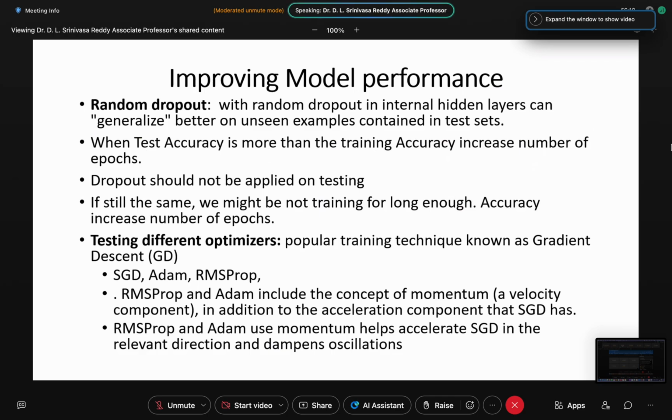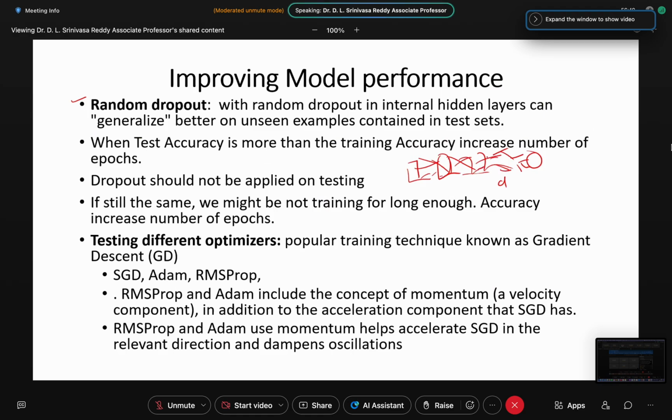Now, how to improve your model: dropout is another hyperparameter. How much dropout do you have to take? Suppose there is a network here with many hidden layers, and this is the output layer, and there are many connections from layer to layer. In these connections, sometimes if the model overfits, you need to drop some of the weights.